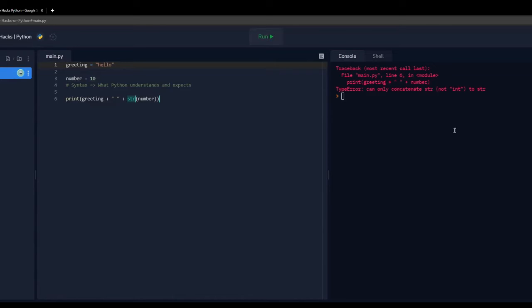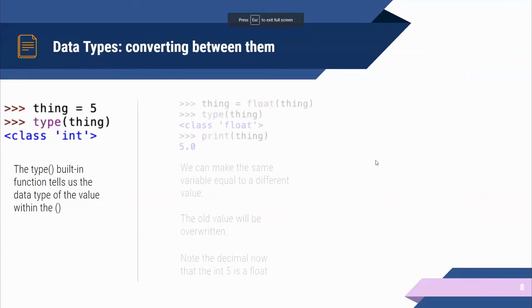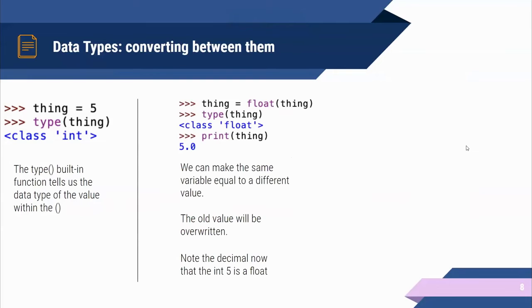All right, so that's a good example of type casting, or changing between types. All right. Oh yeah, you can also do the same thing for floating point numbers, so float data types and also integers.